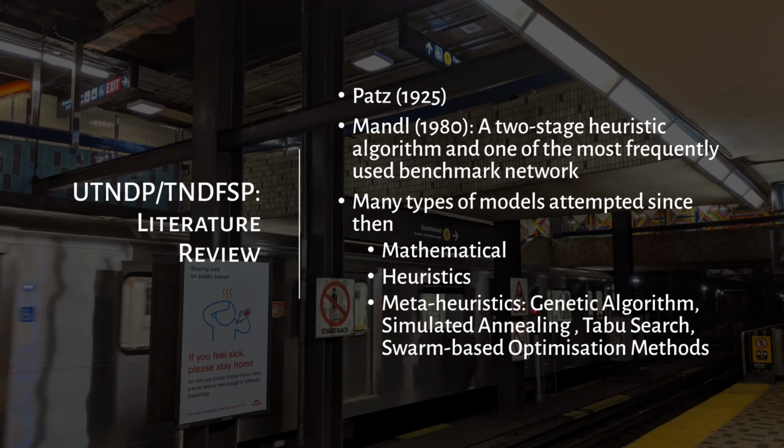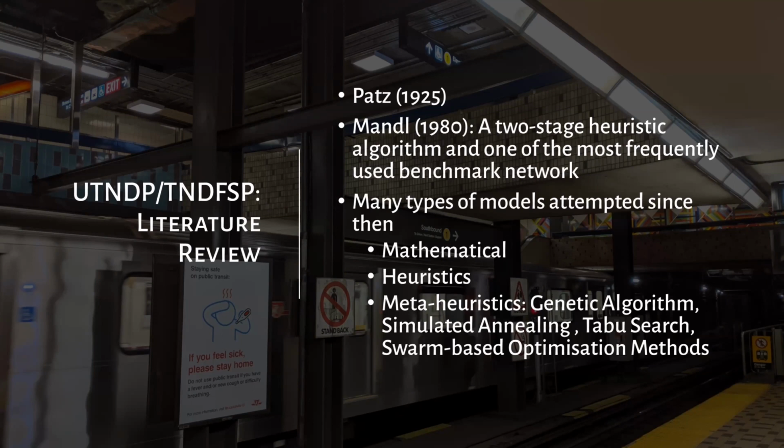based on minimizing transfers and based on the demand that is available. It also includes one of the most useful and most frequently used benchmark networks, the Mandl 1980 network. It's based on a small Swiss town, and it has a demand matrix as well as a small number of nodes and road links. It is the network most frequently used among all studies to compare performance.